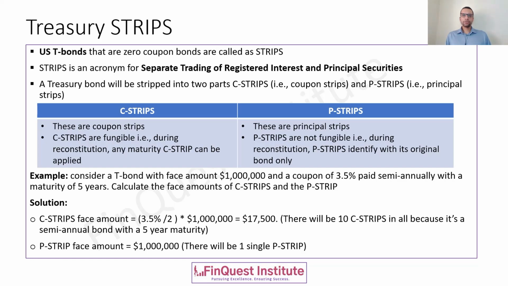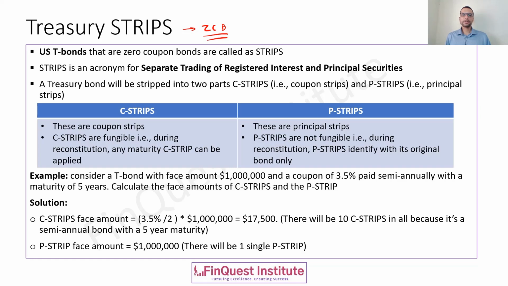Now, introducing ourselves to another interesting product, which we call Treasury Strips. STRIPS stands for Separate Trading of Registered Interest and Principal Securities. We can imagine that Treasury Strips are equivalent to zero coupon bonds. So, they are just ZCBs.